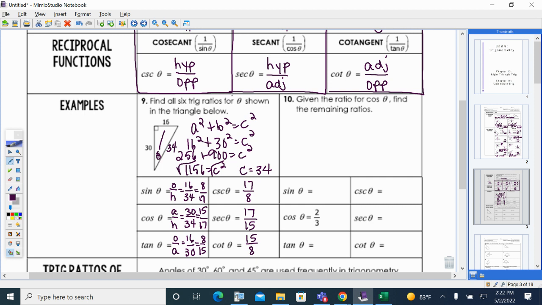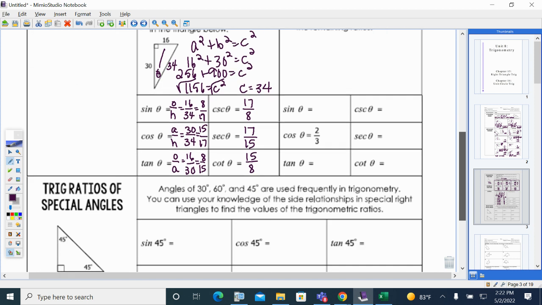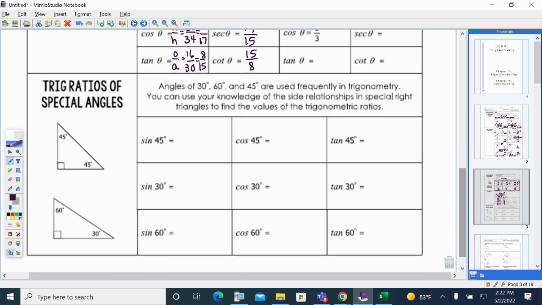I want to jump down to trig ratios of special right triangles. Angles of 30, 60, and 45 are used frequently in trigonometry. You can use your knowledge of the side relationships in special right triangles to find the values of the trig ratios. So I'm going to fill in your 45, 45, 90 with x, x, and x times the square root of 2. So if I want the sine of 45, pick a 45, it doesn't matter. Sine is opposite over hypotenuse, so this would be x over x times the square root of 2. The x's are going to cancel.